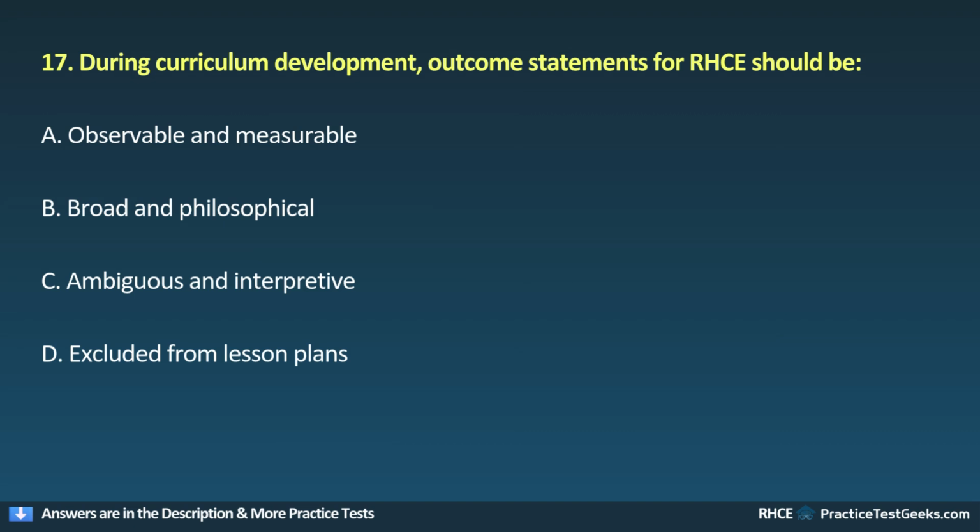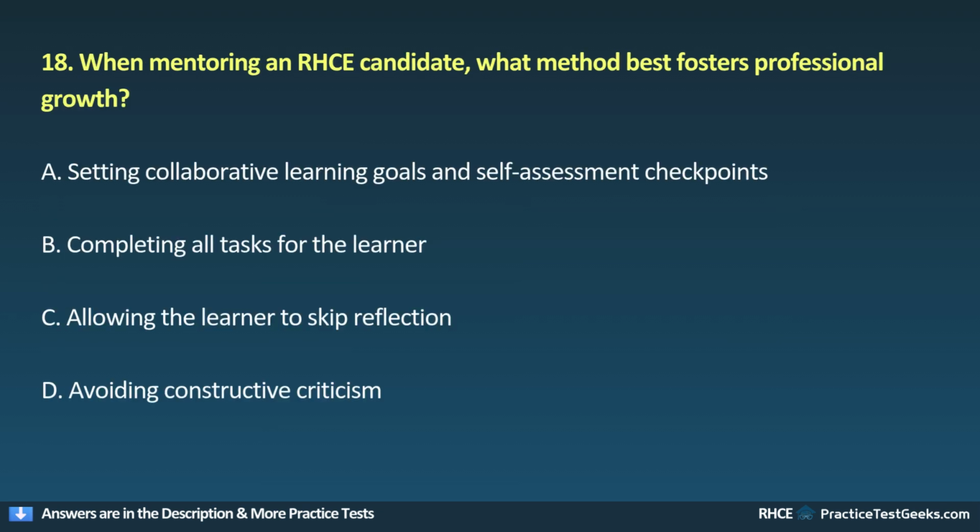Observable and measurable. B. Broad and philosophical. C. Ambiguous and interpretive. D. Excluded from lesson plans. 18. When mentoring an RHCE candidate, what method best fosters professional growth?